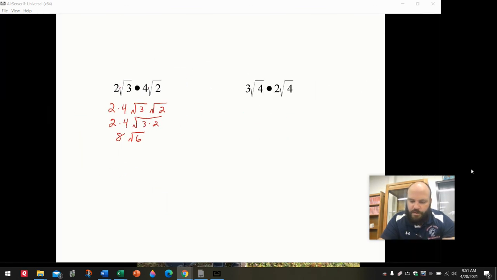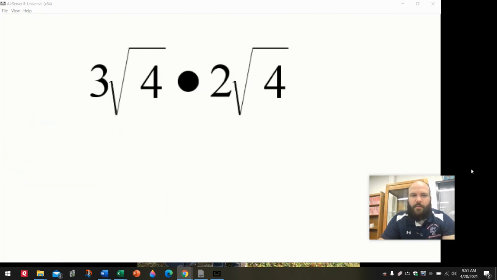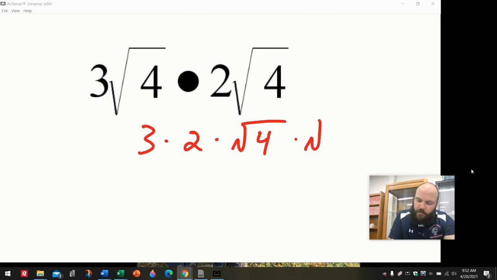So one more I want to show you. Same type of deal here. We have 2 numbers that are underneath the root, but this one's slightly different than the last one, and you'll see here in a second. So when I reorder this, we are going to reorder this as 3 times 2 times the square root of 4 times the square root of 4.